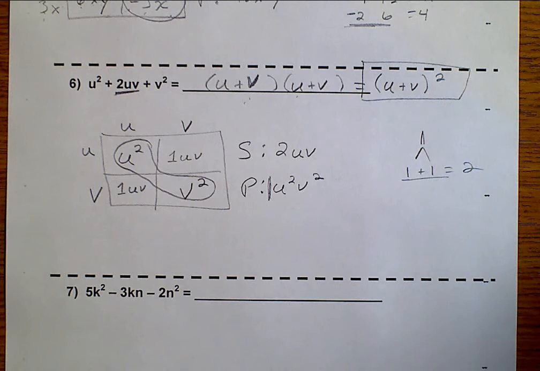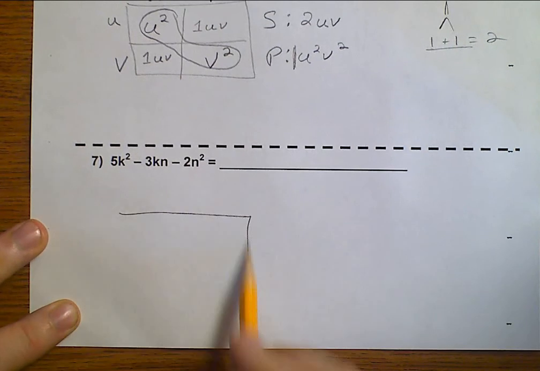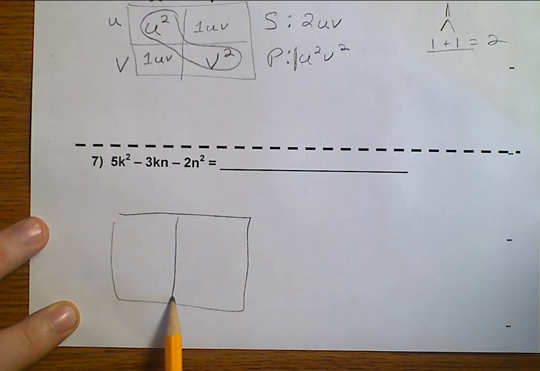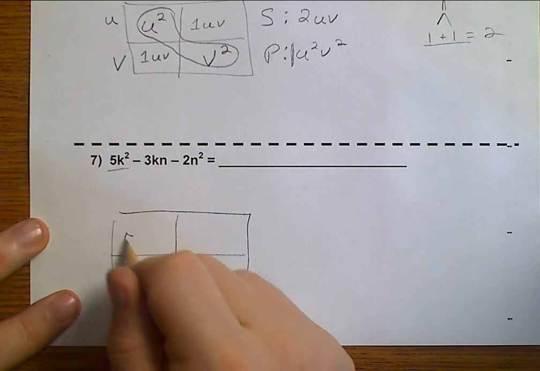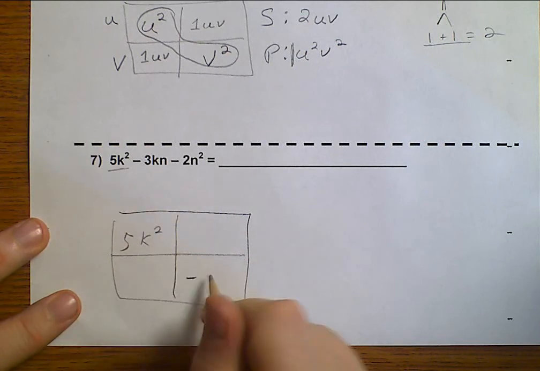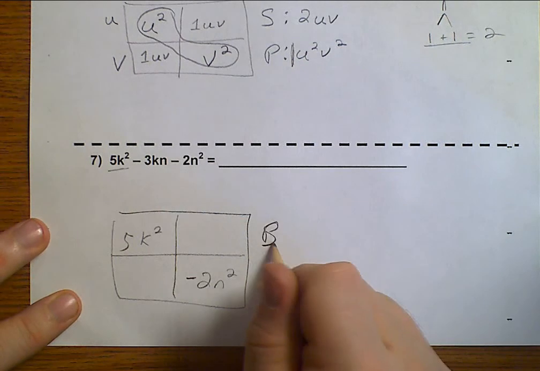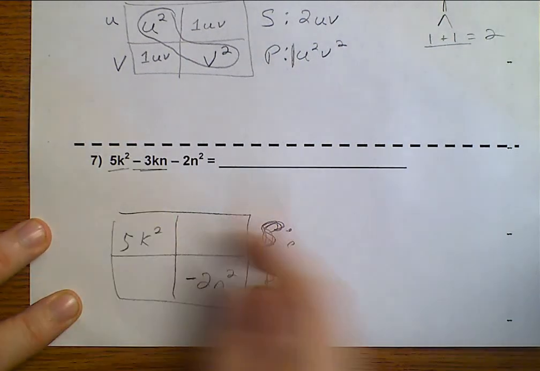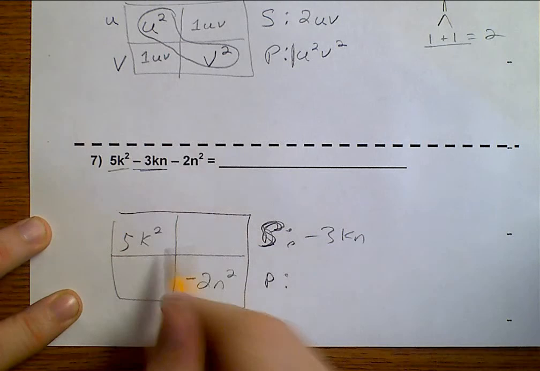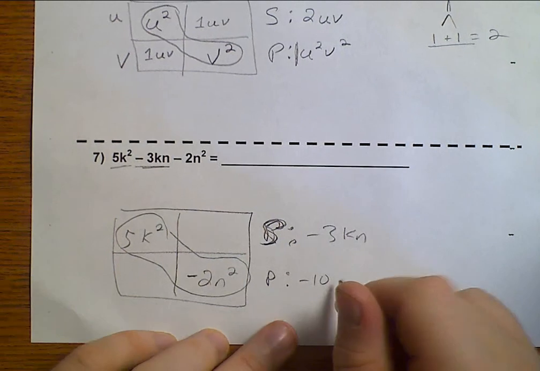And moving on to our last problem. Again, don't let the two variables confuse you. You may want to go ahead and try this one on your own, just to make sure you know how to do these. You should by now. But let's go ahead and do this. So 5k squared, negative 2n squared. Our sum and product: negative 3kn, negative 10k squared n squared.